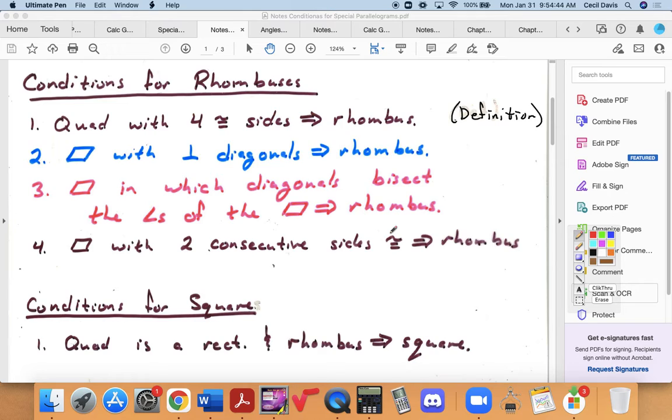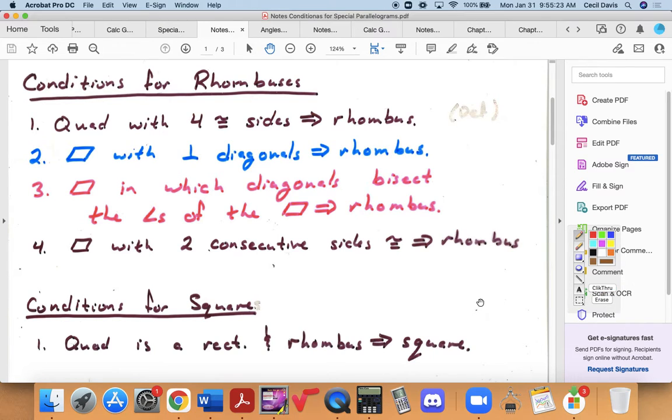If it's a parallelogram, there are 3 different ways you can know it's a rhombus. One is to know that the diagonals are perpendicular, because that's not true in an ordinary rectangle. Second, and this one doesn't get used nearly as often, if the diagonals bisect the angles, then it's got to be a rhombus. And last, if you have 2 consecutive sides congruent and you know it's a parallelogram, it's going to be a rhombus, because if it's a parallelogram, we know the opposite sides are congruent, so all 4 sides are going to be congruent.